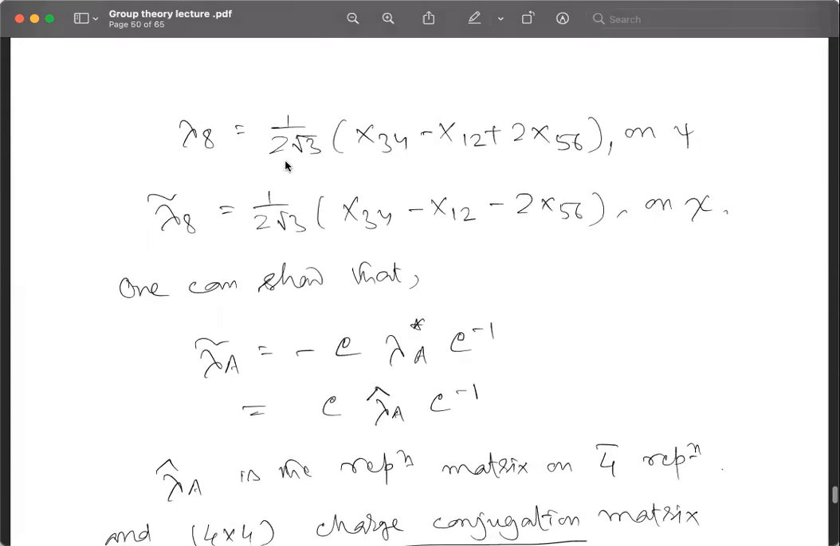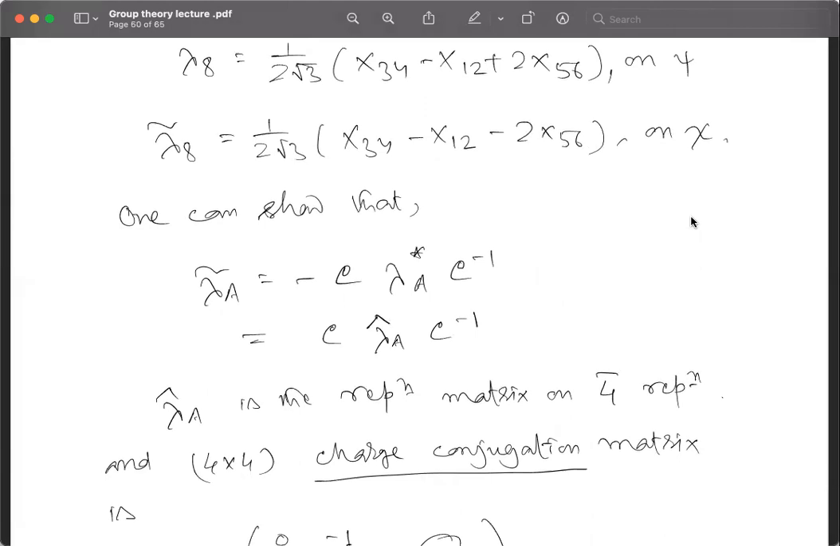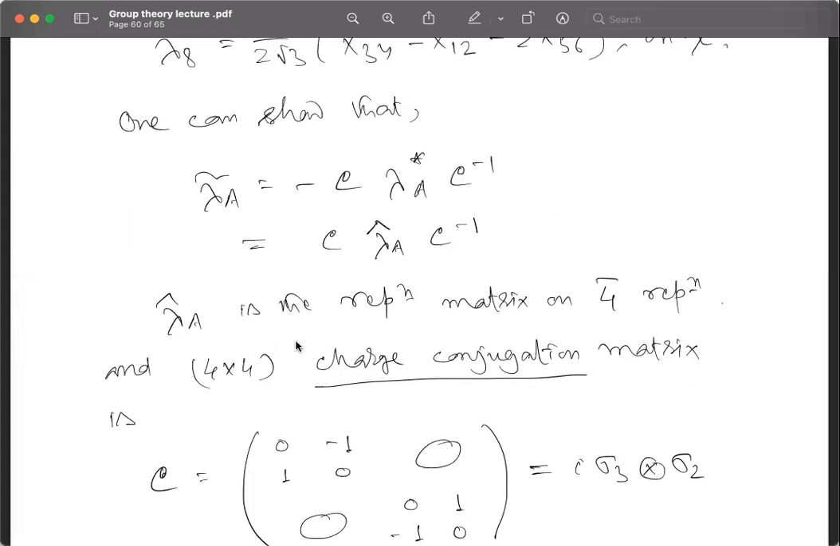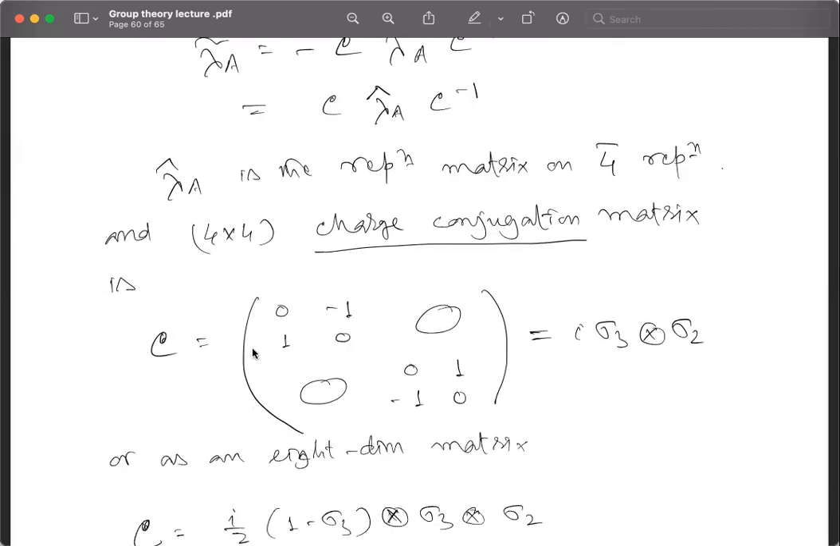How? Because lambda_8, which acts on psi, is 1 over 2 root 3 times (x34 minus x12 plus 2 x56). That you can consider. But lambda tilde is not exactly the same; here you can see the sign difference in the x56 associated with gamma 6, which acts on chi. Now one can show that lambda tilde is written as minus C lambda star C inverse, which we can further write as C lambda hat C inverse. And this lambda hat is the representation matrix on 4 bar, the conjugate representation, and the 4 by 4 charge conjugation matrix C is written in this particular form.